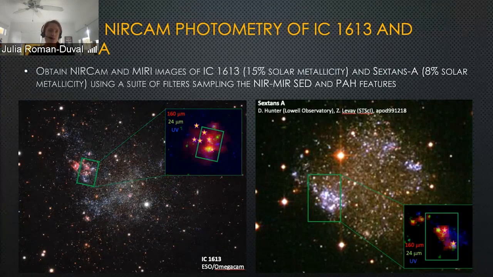And we'll be using a suite of filters that can sample the near-infrared to mid-infrared emission from those galaxies. And we'll focus just on the dusty star-forming regions. The one in IC 1613 is highlighted here on the left, and the one in Sextans A is highlighted on the right.